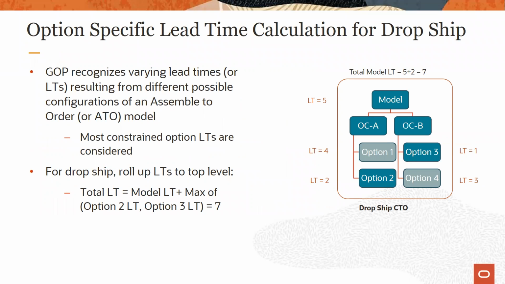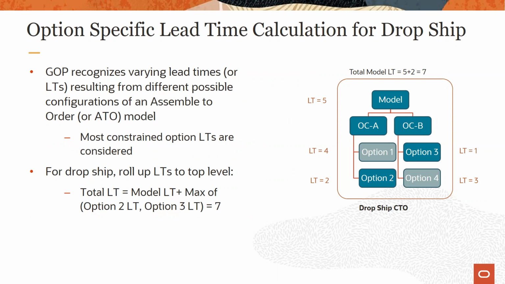So the auto promising solution now recognizes that different options of CTO model configuration could have different lead times based on their supply availability or constrained nature. And depending on which options are chosen by the user while placing an order, the lead times could vary for dropship as well as purchased CTO models.